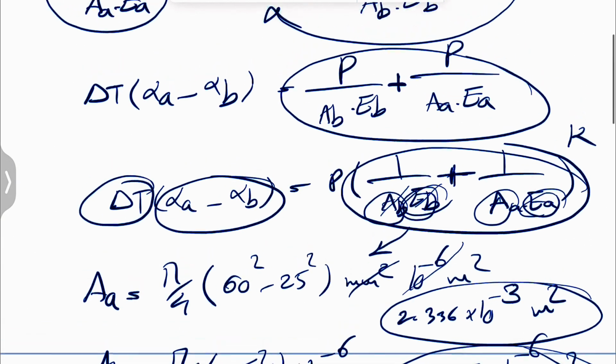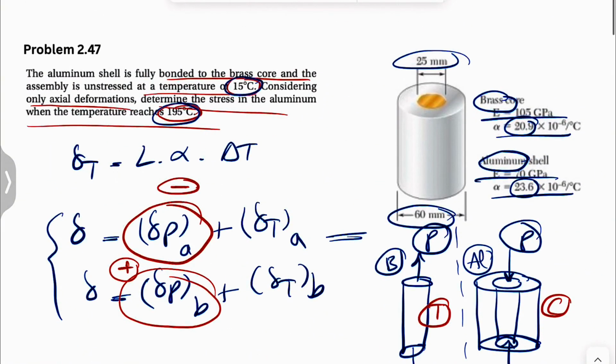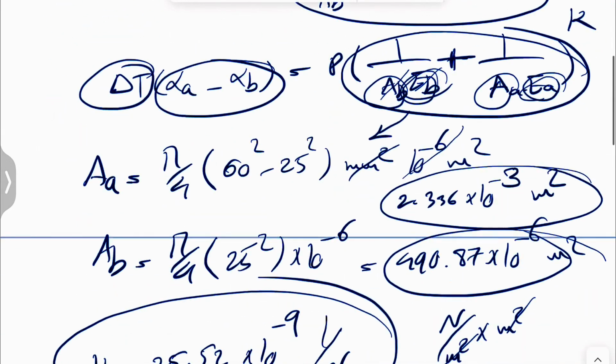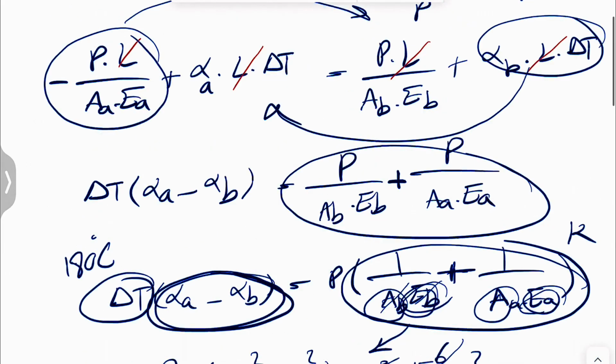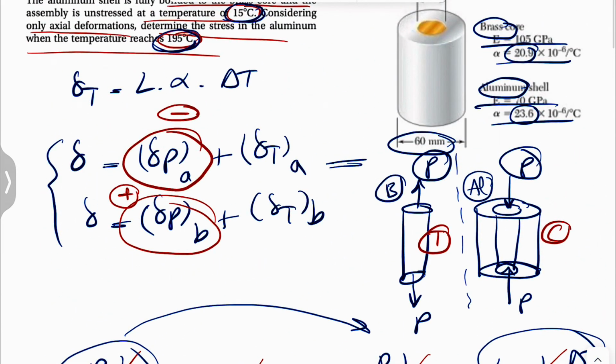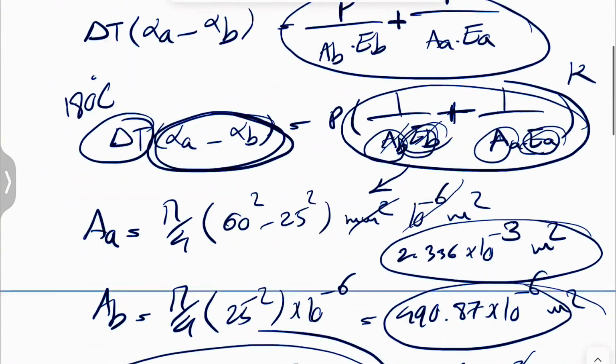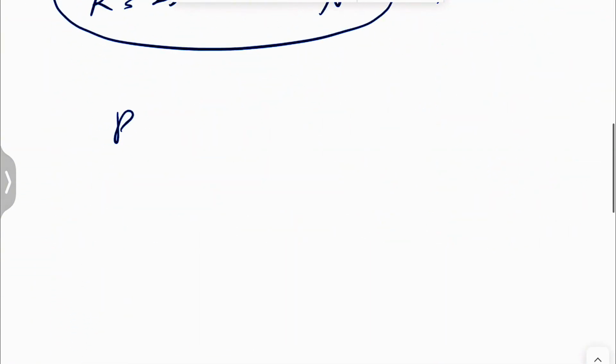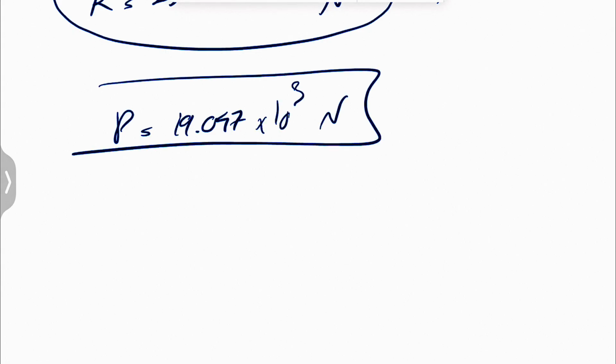And the delta T is also 195 minus 15, which is 180 degrees C, and you just have to watch that the unit of alpha is 1 per degree C, which it is. So we just have to subtract those two, and if you do that, you're going to get our force P, which is 19.047 times 10 to the 3 newtons.